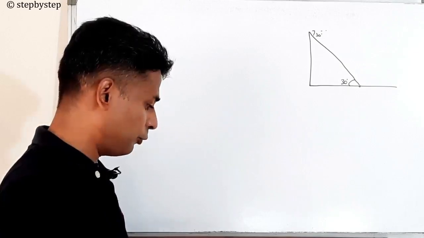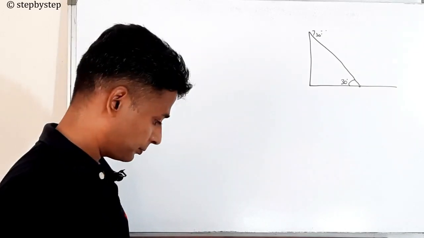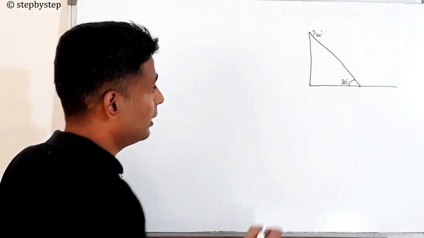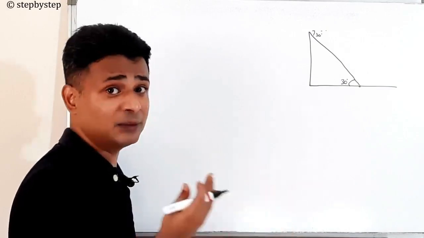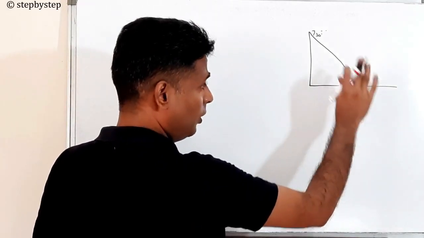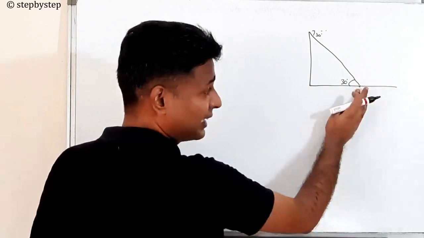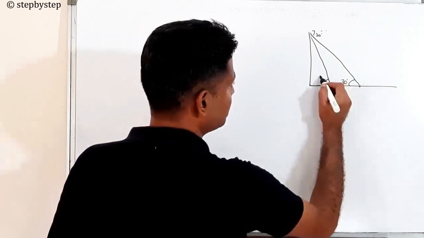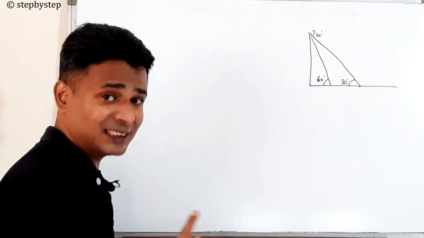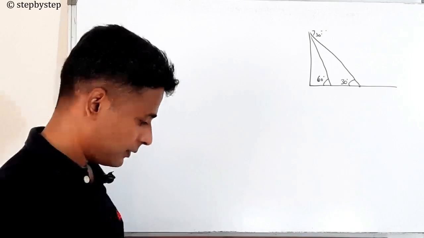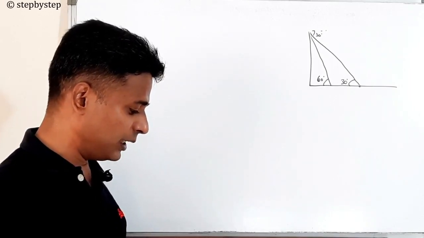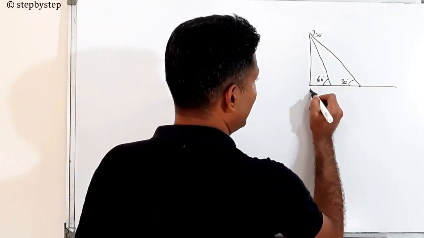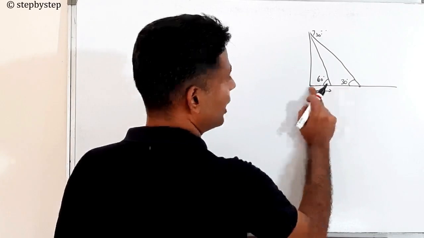It is approaching the foot of the tower at uniform speed. 6 seconds later, the angle of depression of the car is found to be 60 degrees. Since the angle is getting greater, it means it is moving towards the tower. The further you go, the smaller the angle. So if the angle is getting more, it means it is coming towards the tower. So somewhere here, 60 degrees, after 6 seconds. Find the time taken by the car to reach the foot of the tower from this point. So you have to find the time taken for the car to go from here to here.